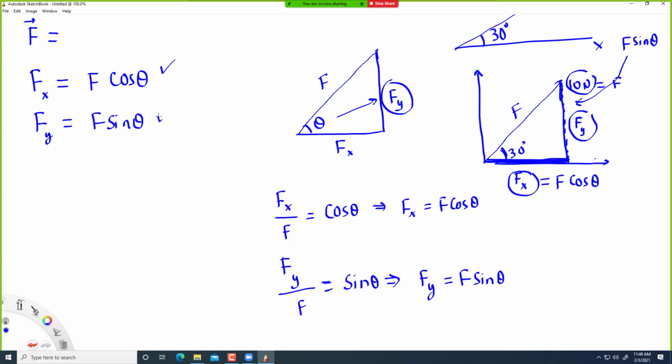Now plug in the values here. So f, we are applying 10 Newton force, and cosine at what angle? We are applying at 30 degrees. Likewise here, force is 10 Newton, and then sine 30 degrees. So what is this value? You get some value here, 10 times cosine 30 degrees. Tell me the value.